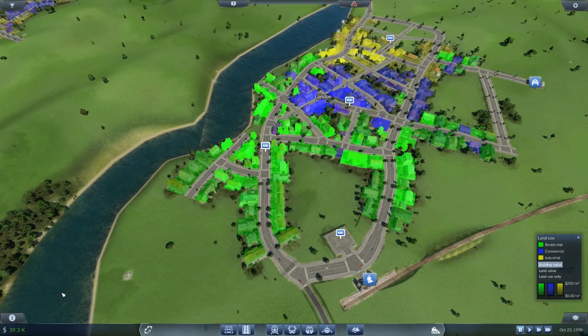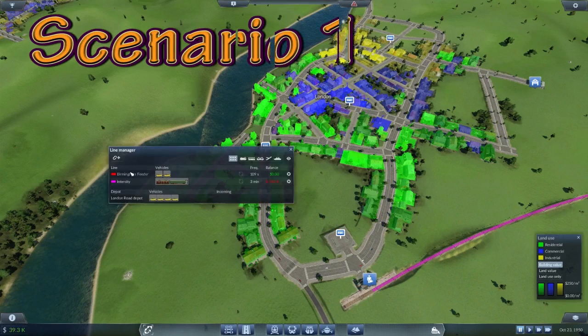Certainly at this stage of the game where there's very little traffic. So when the game develops, obviously, and there's more people moving around, the number of buses will become more significant, but for now I think we're okay.